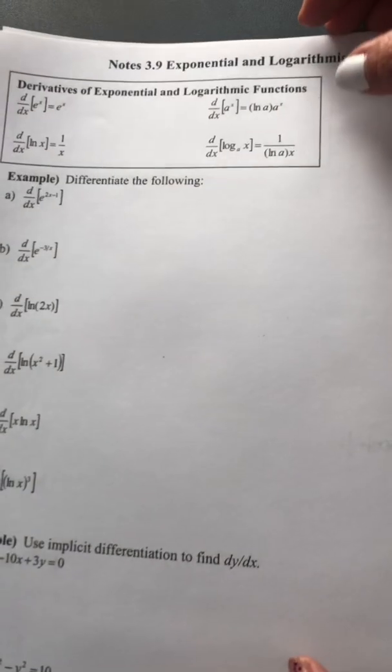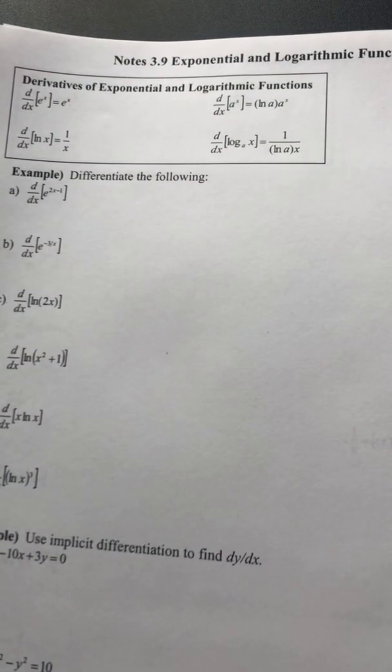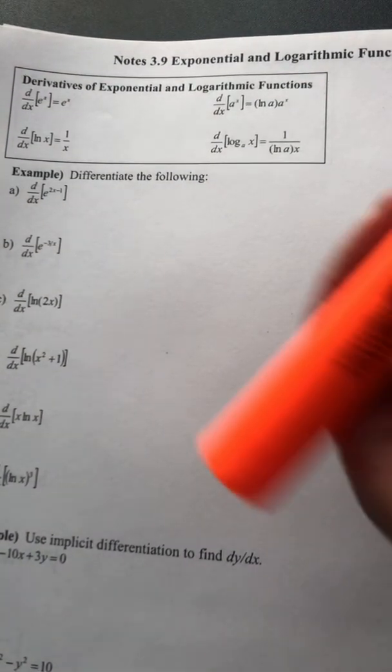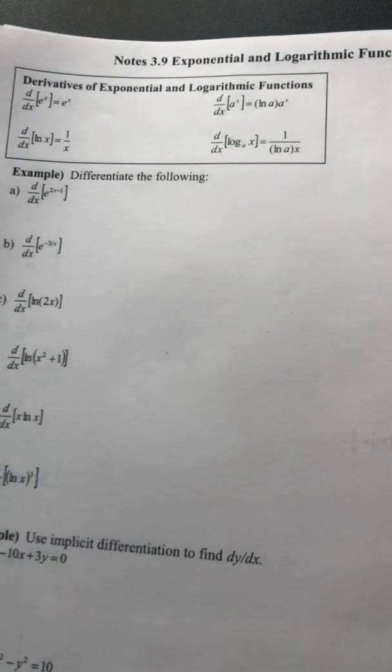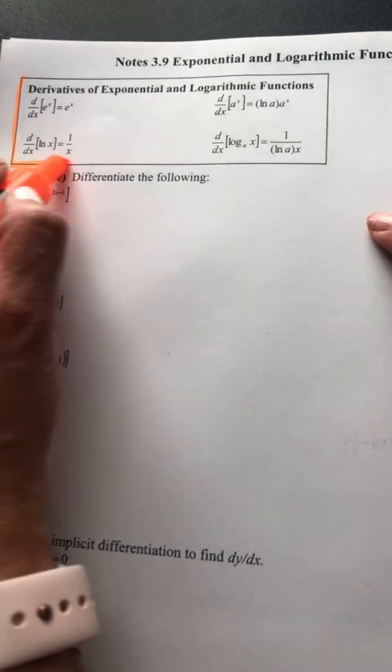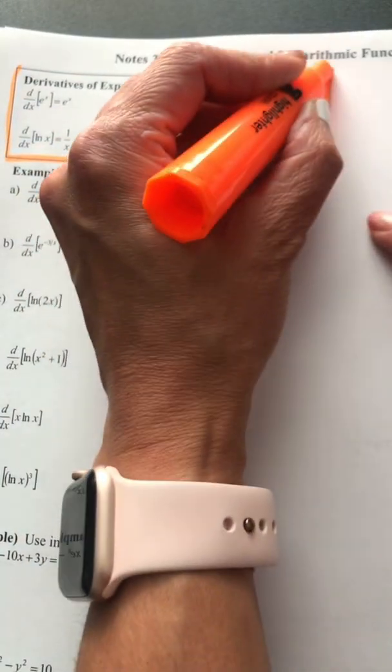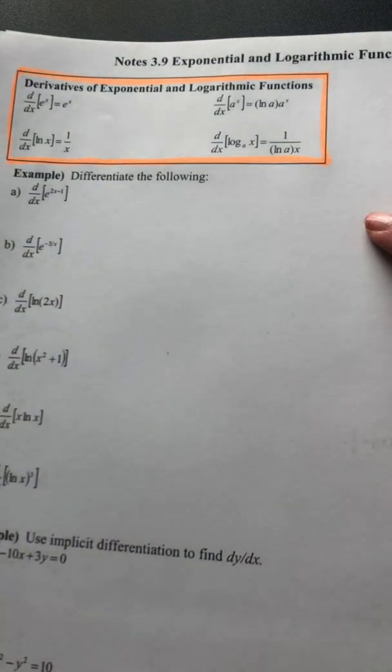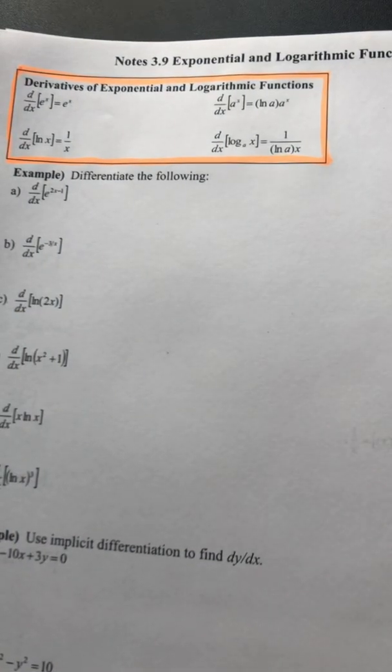All right, so now we're on to the notes section. 3.9, exponential and logarithmic functions, hence the reason why we had those warm-ups. So here is our little cheat sheet of derivatives of exponential and logarithmic functions. And let's also take note of what the homework is going to be.